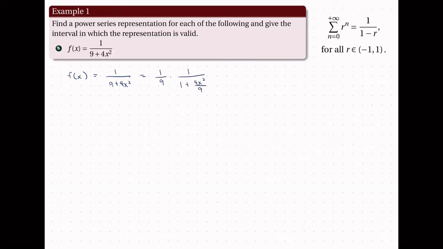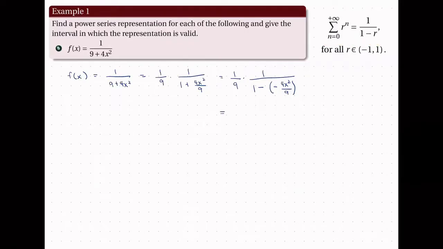So observe that hindi pa ito yung gusto nating form kasi dapat minus r to, no? Since plus ito, para maging minus siya, pwede natin siyang isulat as, so 1 over 9 times 1 over 1 minus negative 4x squared over 9. Okay? So ngayon, itong part na to, ang form niya ay 1 over 1 minus r na. Okay? So pwede na natin gamitin yung equality na to.